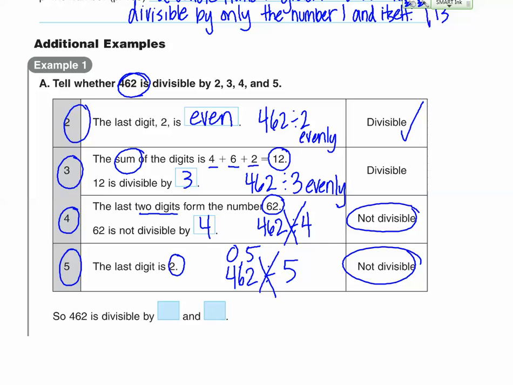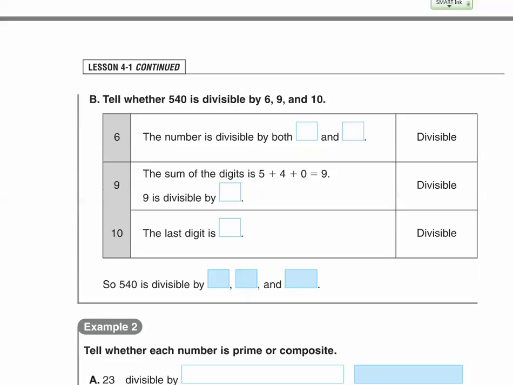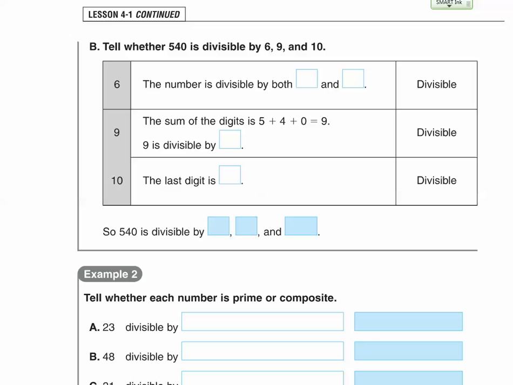So if we go back and take a look, Panthers, we know that 462 is divisible by both 2 and 3. Let's move on. Now let's look at another number, 540, and let's look at the divisibility rules for 6, 9, and 10. Let's start with 6. The rule for 6 is that the number you're looking at, in this case 540, must be divisible by both 2 and 3.